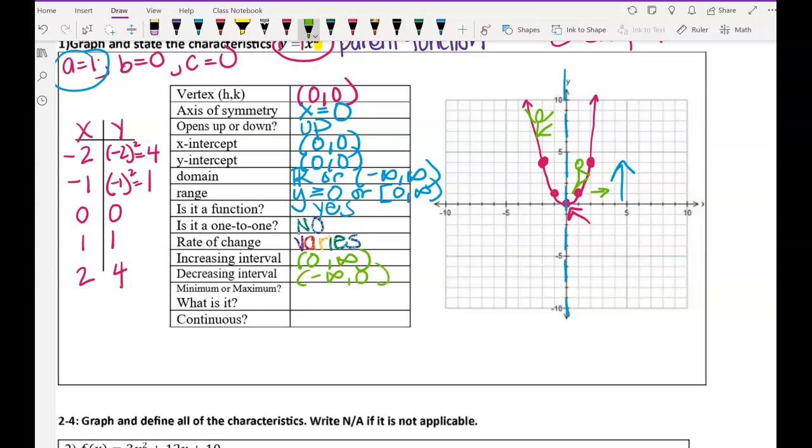Now we have the vertex, which is the lowest point, so that's a minimum. In this case, it's 0, only the y value here, okay? And then, yes, it is continuous, since we can graph the entire U shape without lifting up our pencil.